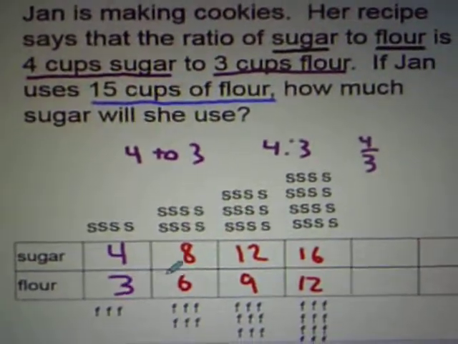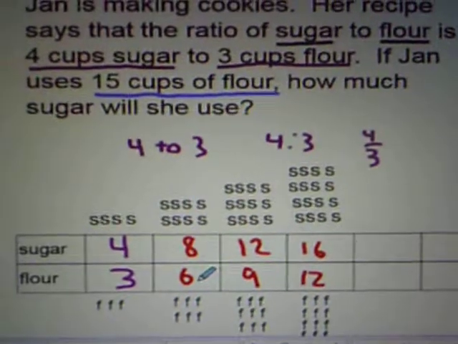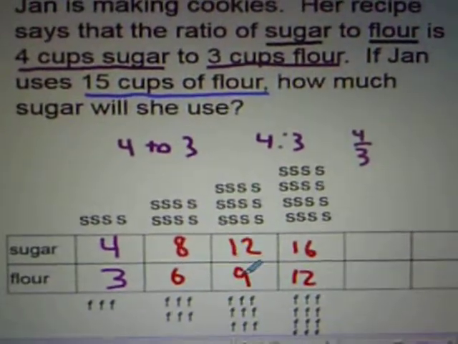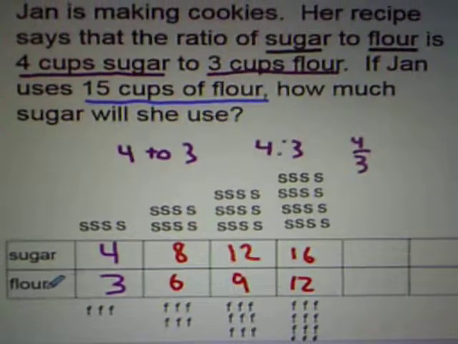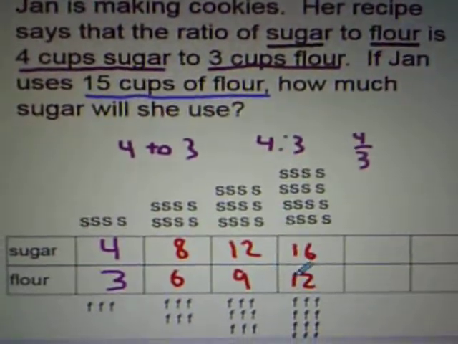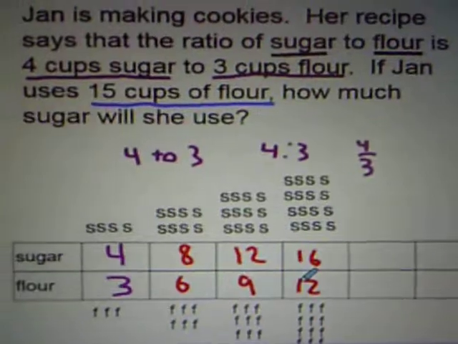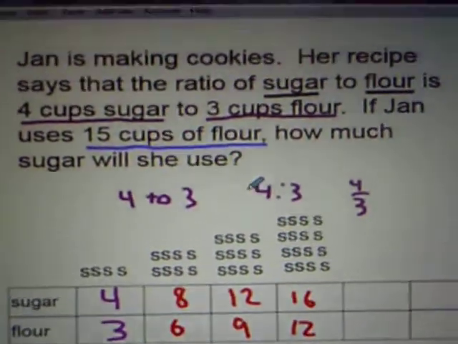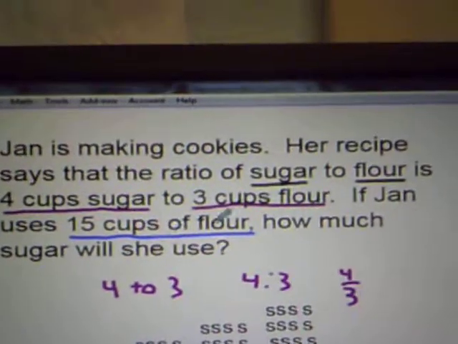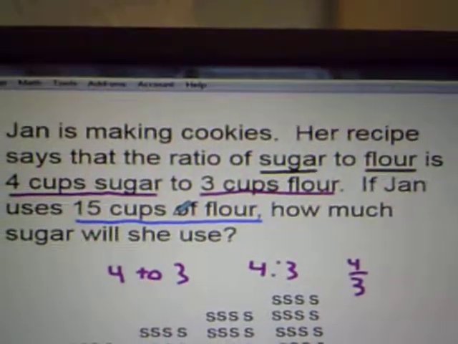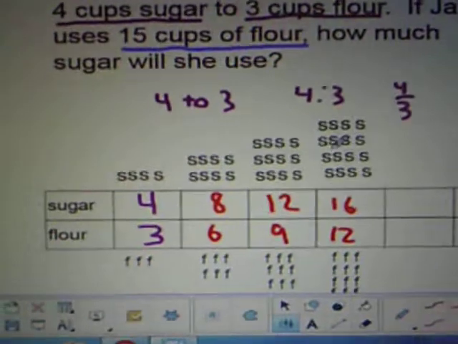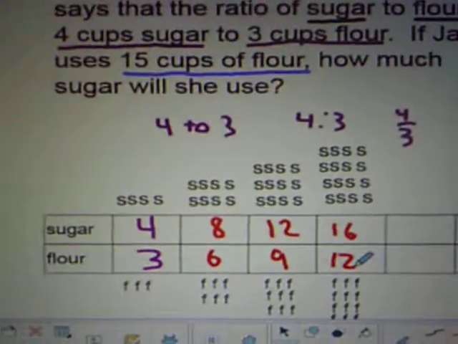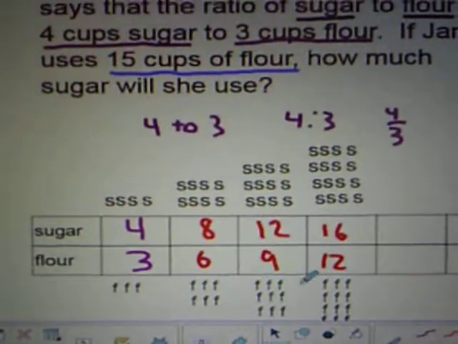I know how much sugar she'll need if I use 6 cups of flour. I know how much sugar she'll need if she uses 9 cups of flour. I also know how many cups of sugar she'll need if she uses 12 cups of flour. What I don't know yet, what the question is asking, is if she uses 15 cups of flour, how much sugar will she use? So what I have to do is continue to extend my ratio table.